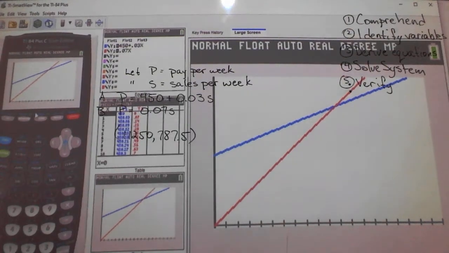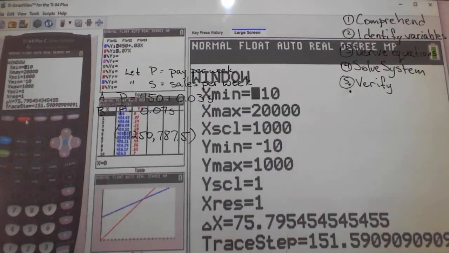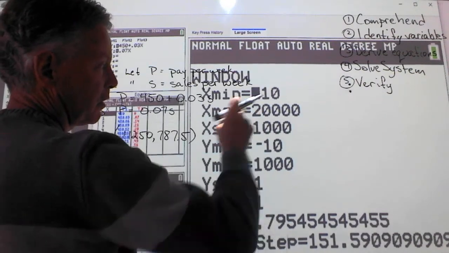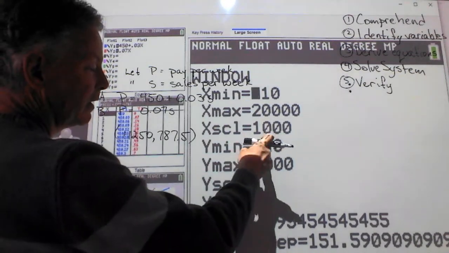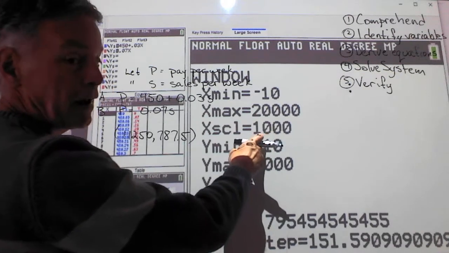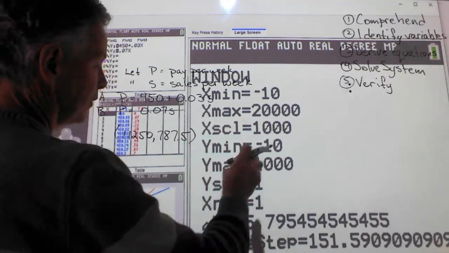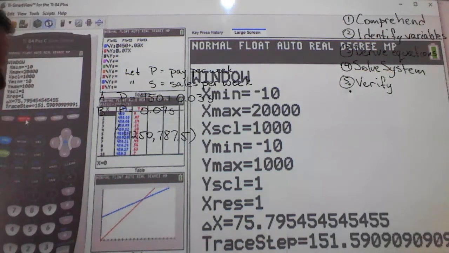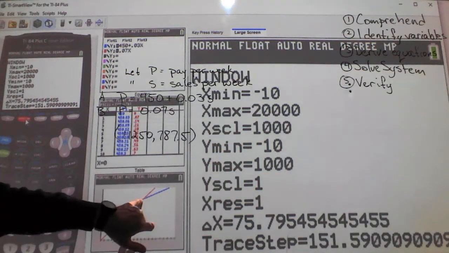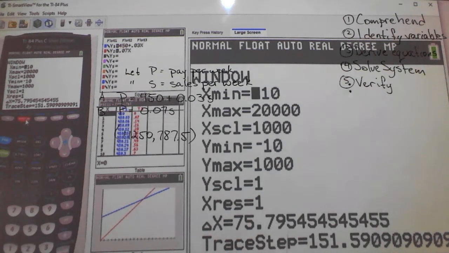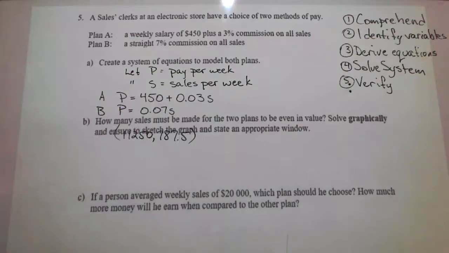So a reasonable window would be -10 or 0 to 20,000 along the x-axis, and -10 or 0 again, because you can't get paid a negative amount, to 1,000 on the y-axis. That's totally fine, okay? Any window that puts your intersection somewhere kind of in the middle is just great, okay? Let's go back to our lesson.